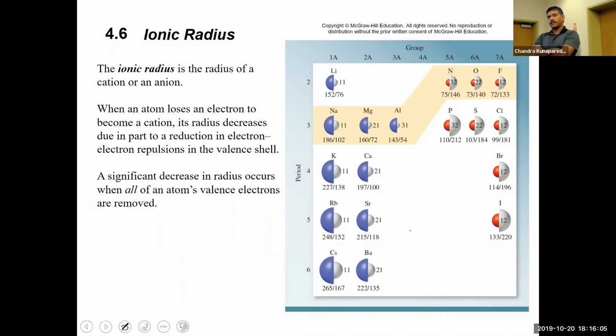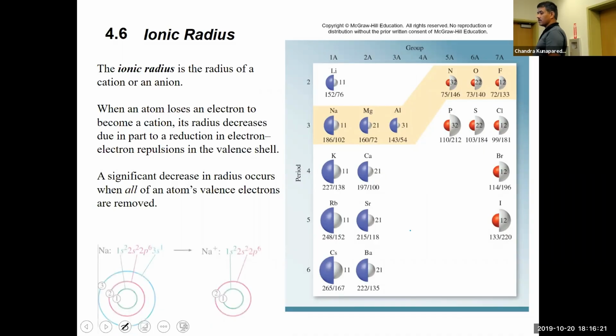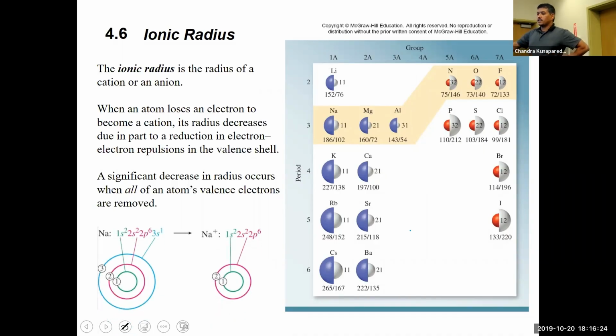Whenever an element either loses or gains electrons, there is obviously going to be a huge change in its radius, which we call ionic radius. So here, before I show you the list, I will show you this example. What you're seeing at the bottom left of the screen is the electronic configuration of sodium before and after, and its radius in its atomic shape and in its ionic shape.